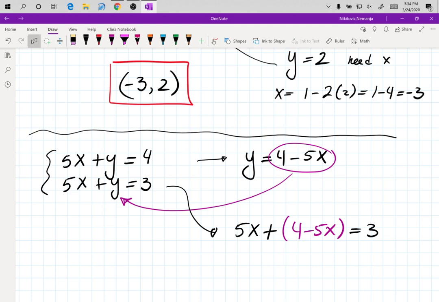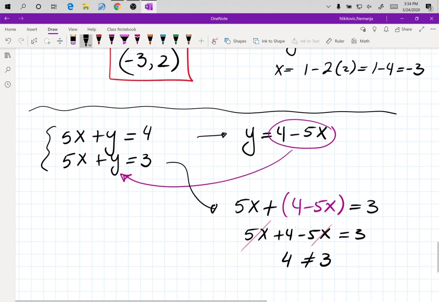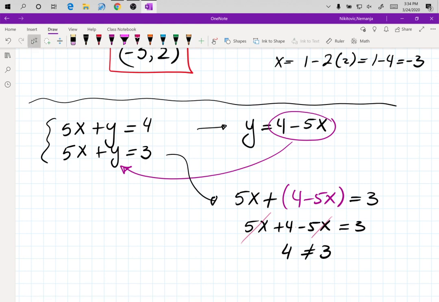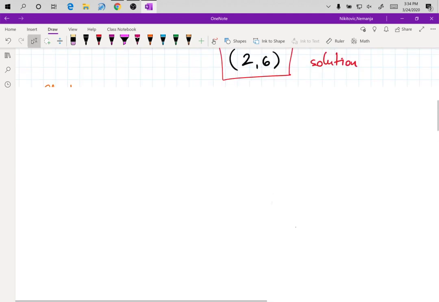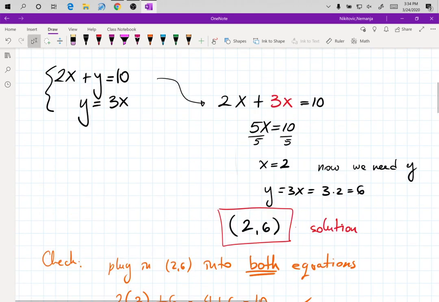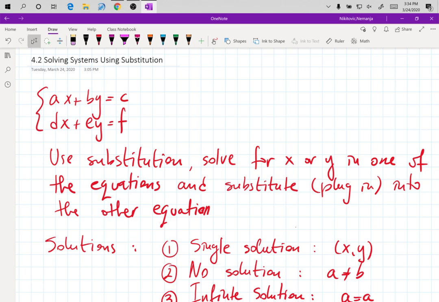Now look what happens when you remove the parentheses. 5x minus 5x cancels out, and you are left with 4 not equal to 3. Now remember what that meant when we started the lecture? All the way up I said you can have 3 different types of solutions. Look at the second one.